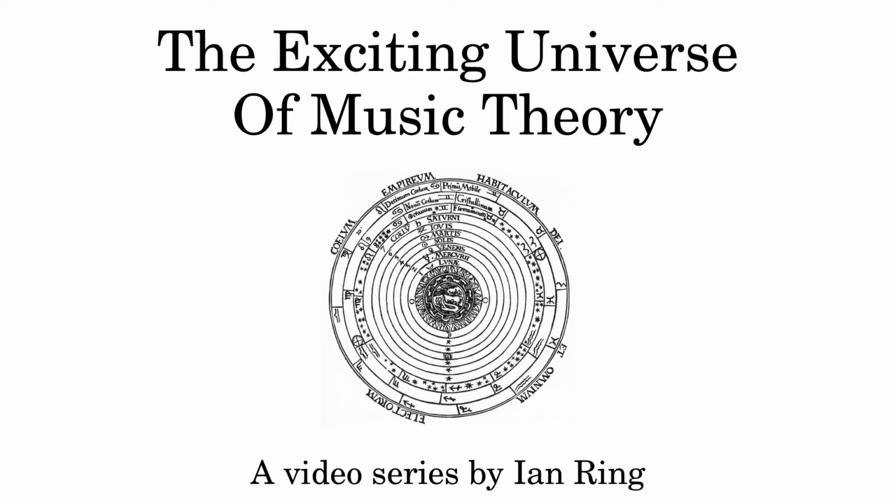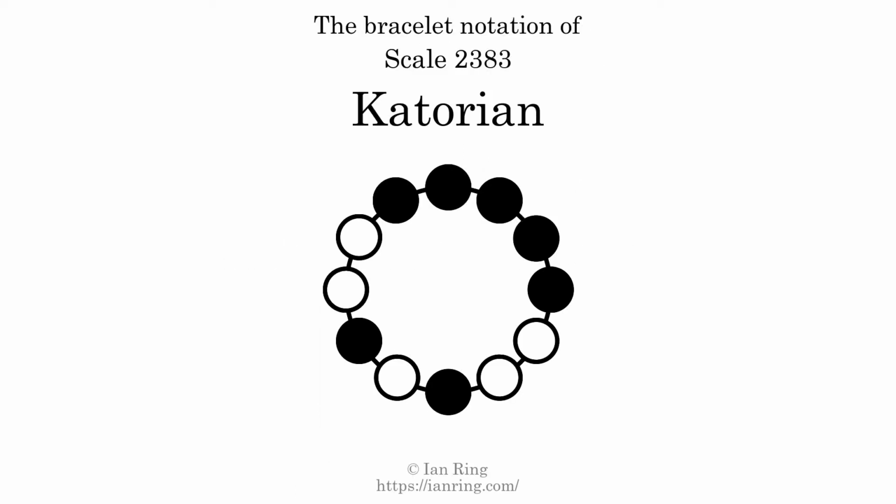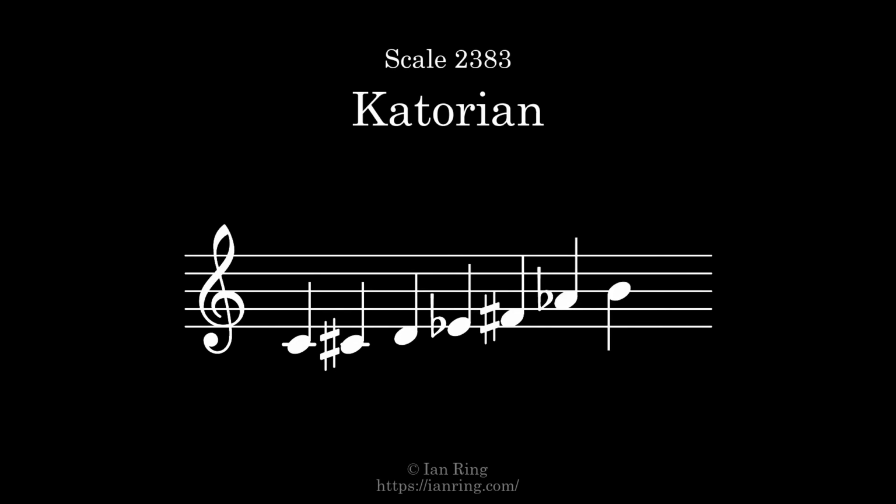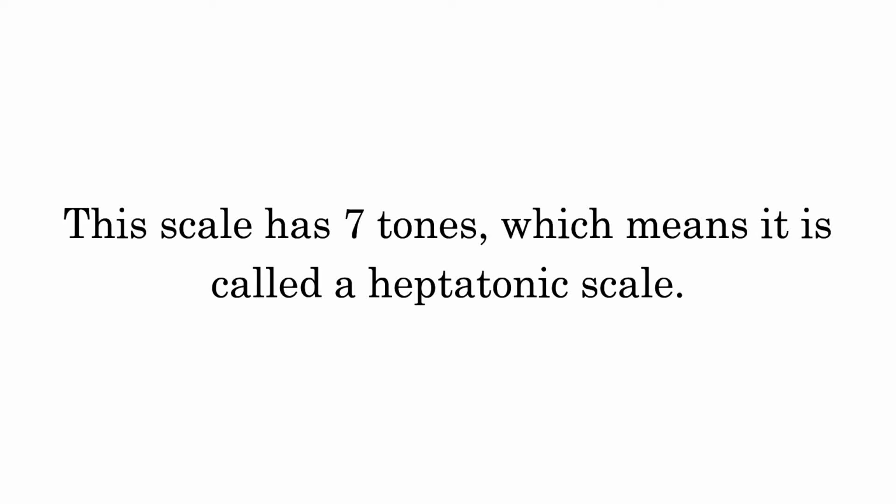Welcome to the exciting universe of music theory. Are you ready to learn? Then let's begin. Today we will talk about Scale 2383, Katorian, which sounds like this. This scale has 7 tones, which means it is called a heptatonic scale.